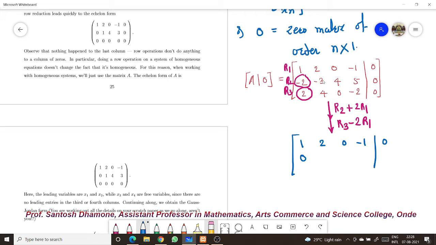Hence, note that for a homogeneous system of equations, Ax is equal to 0, the augmented matrix A0 is equivalent to matrix A. This statement says that the echelon form of the augmented matrix A0 is equivalent to matrix A.